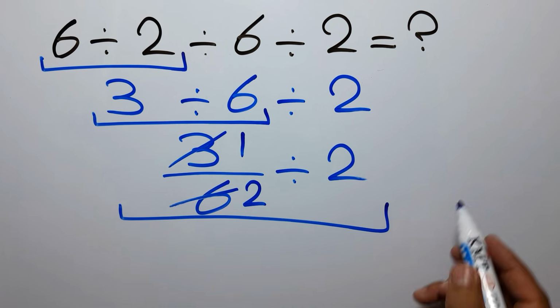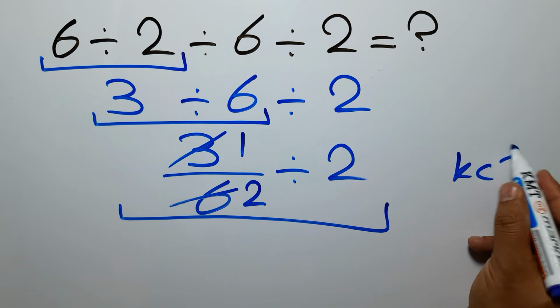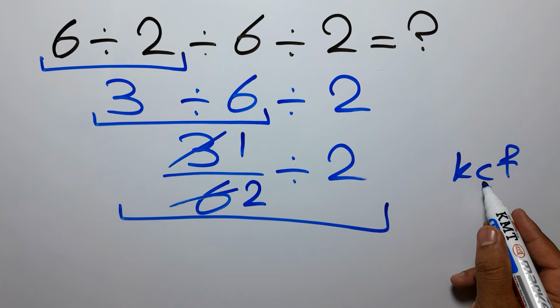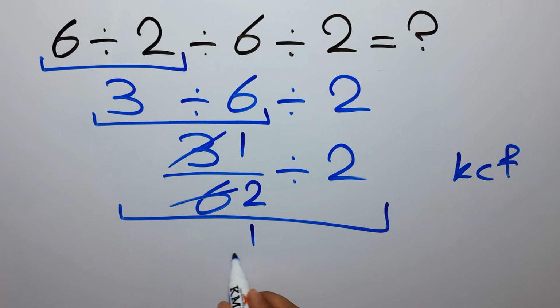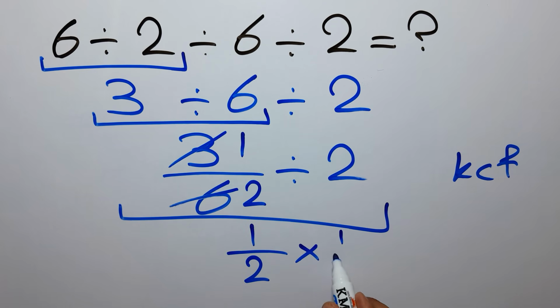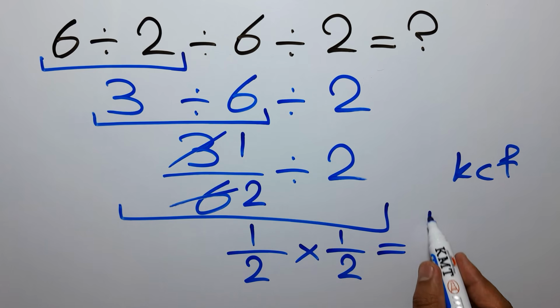Now, according to the KCF rule, K stands for keep, C stands for change, and F stands for flip. We can write: keep the first fraction, change division to multiplication, and flip the second fraction. So we have 1 over 2 times 1 over 2, which equals 1 times 1 gives us 1.